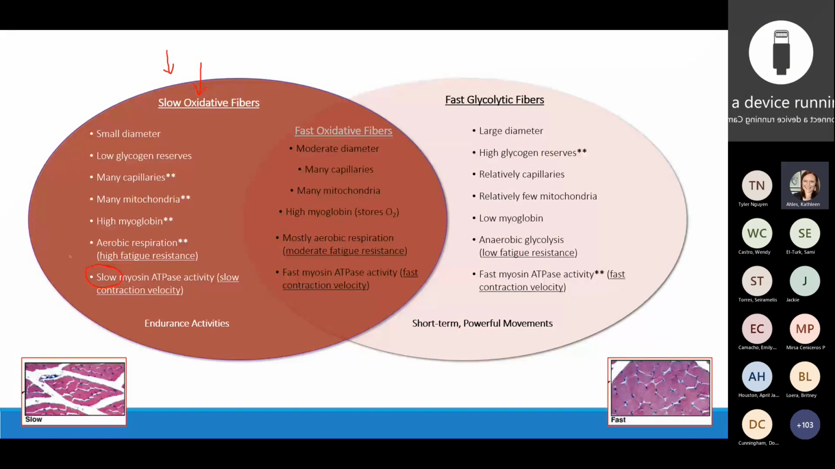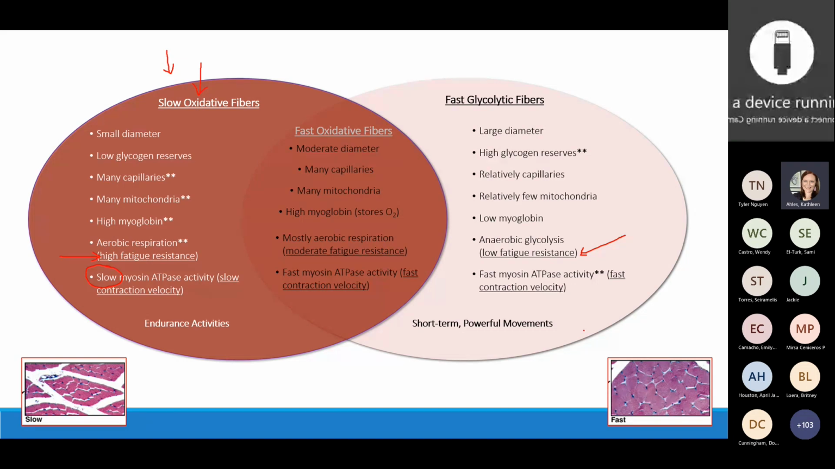I want you to underline, highlight, star, high fatigue resistance. High fatigue resistance. Fatigue means I ran out of ATP. If I run out of ATP, like we see over here on the right, low fatigue resistance, I run out of ATP and I'm done. I can't keep exercising.